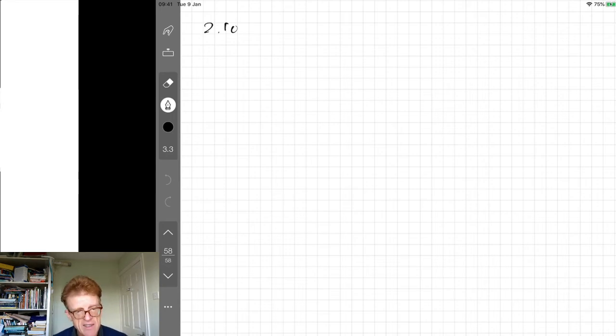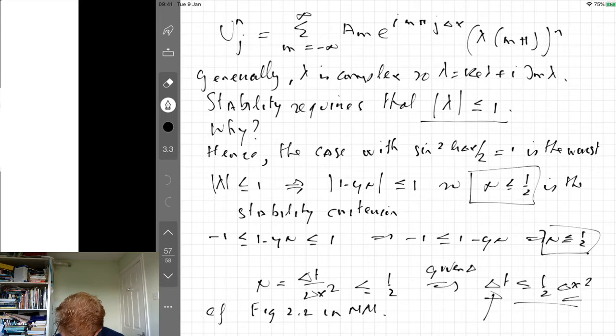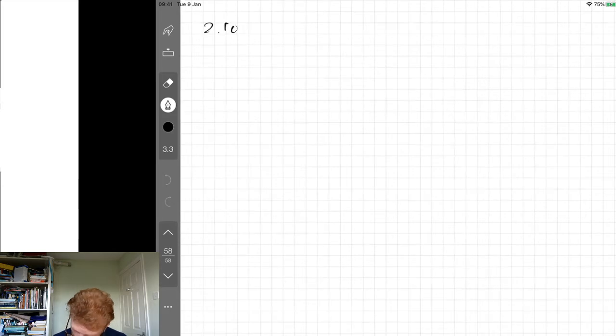So once delta x becomes very small, delta t becomes extra small because the criterion involves the square of delta x. So that means that your time step becomes very, very small in an explicit scheme when you increase the resolution. So we're looking for a better scheme.